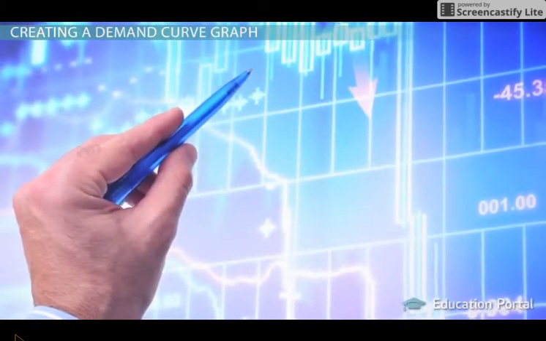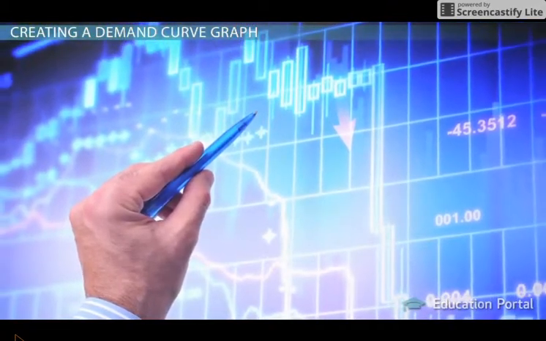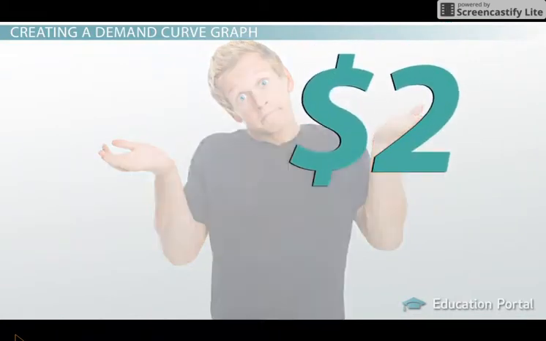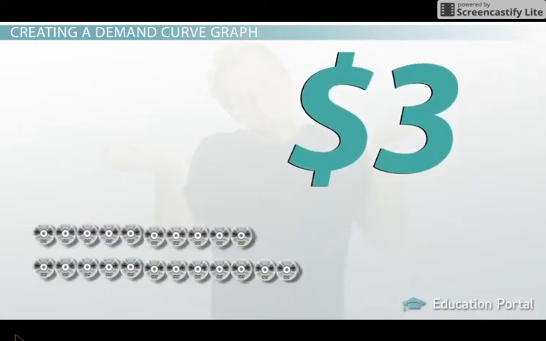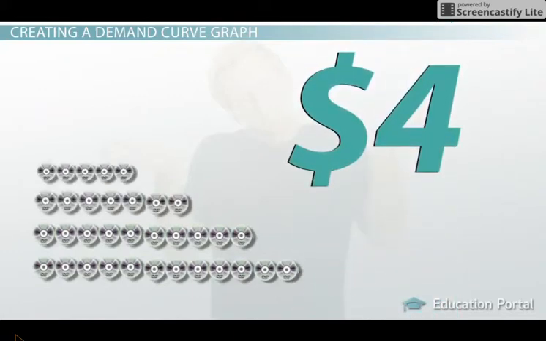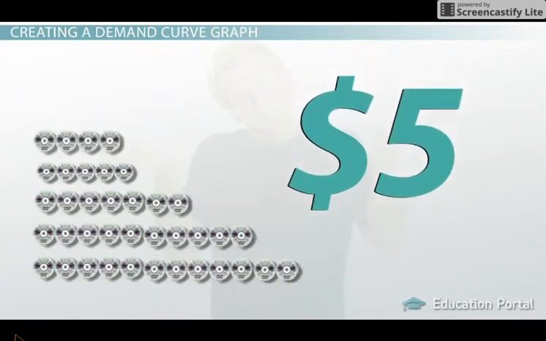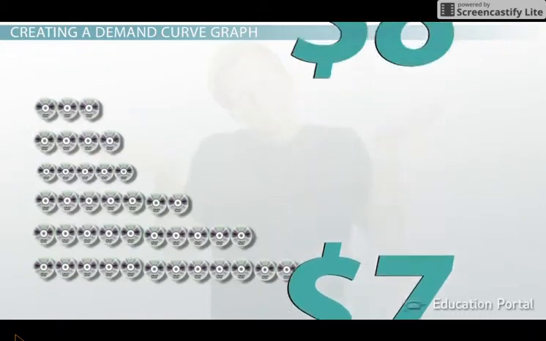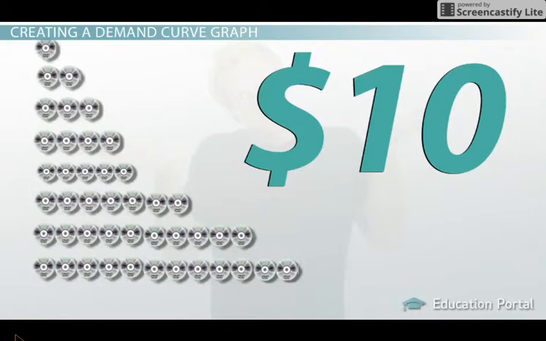To think how an individual demand curve is created, we need to first determine how much of a product a person is willing to buy at certain price points. For example, let's explore Jerry's demand for DVDs. At a price of $2, Jerry will buy 12 DVDs a month. At a price of $3, 10 DVDs. $4, 7 DVDs. At $5, Jerry will buy 5 DVDs. $6, 4 DVDs. $7, 3 DVDs. $8, 2 DVDs. And at $10, Jerry will buy just 1 DVD a month.